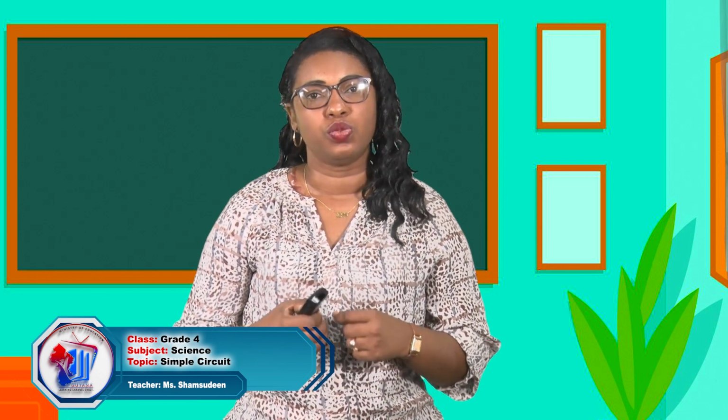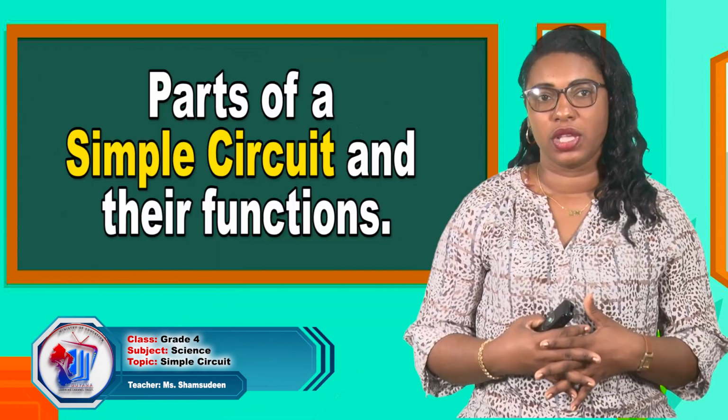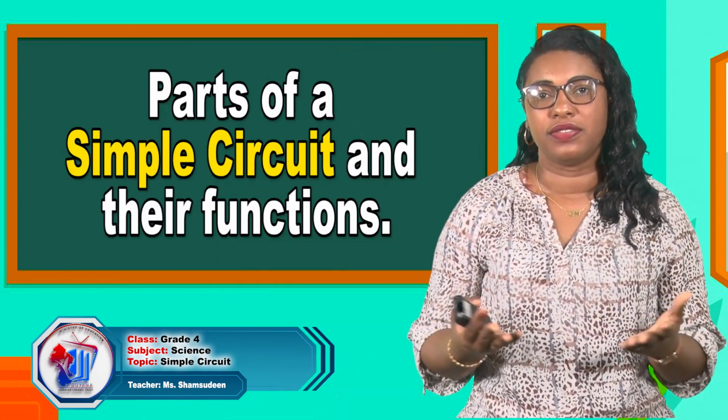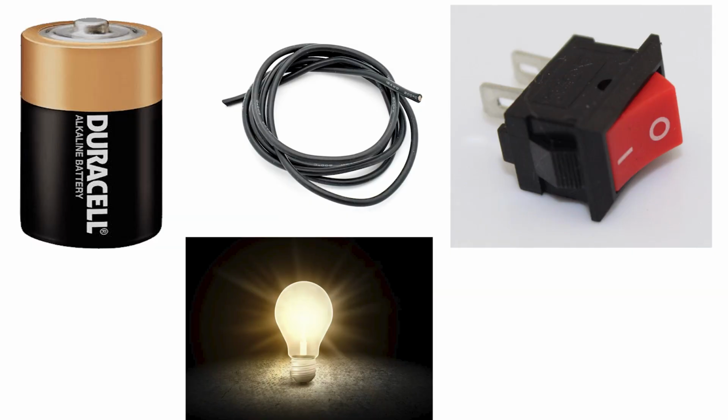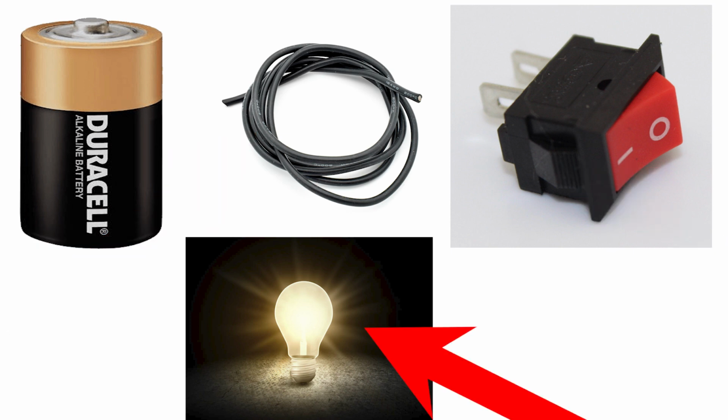Now, the circuit is made up of different parts. Remember, we are talking about electricity being flowed through a path. And if you know anything about electricity, we know that it is one of the sources that causes things to work or function. So let's look at the parts of a simple circuit and their functions. We have the battery, we have the wires, the switch, and the bulb.